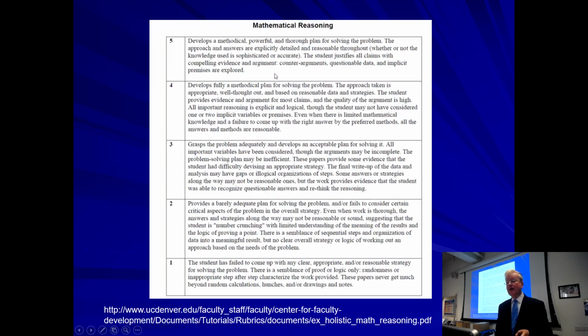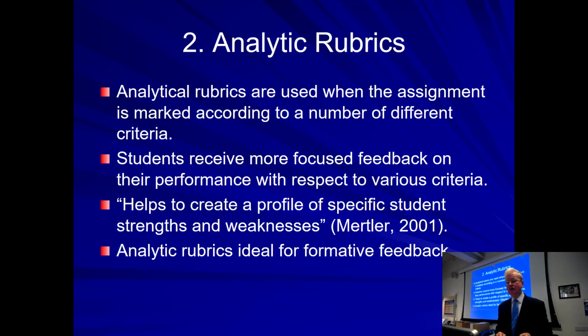Here's another example of a holistic rubric for mathematical reasoning. Again, the student has failed to come up with any clear, appropriate or reasonable strategy for solving the problem down in number 1, whereas way up in number 4, the student develops fully a methodological plan for solving the problem. The approach taken is appropriate, well thought out, based on reasonable data and strategies, up to number 5, which is again the outstanding student.